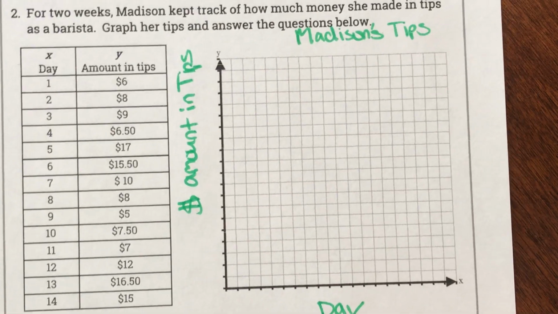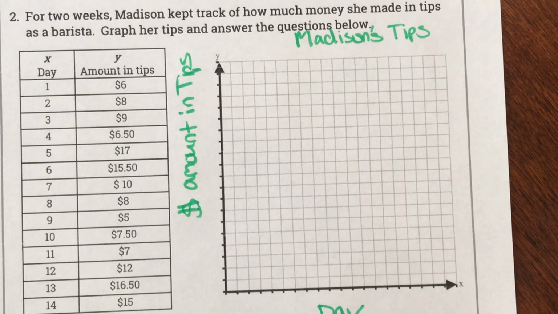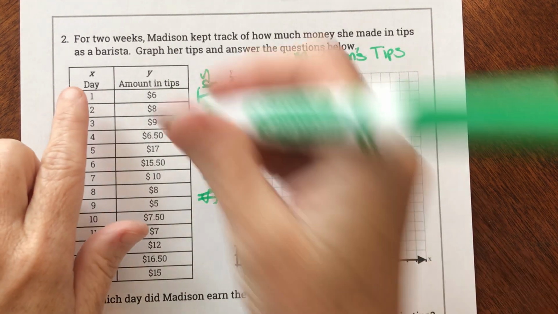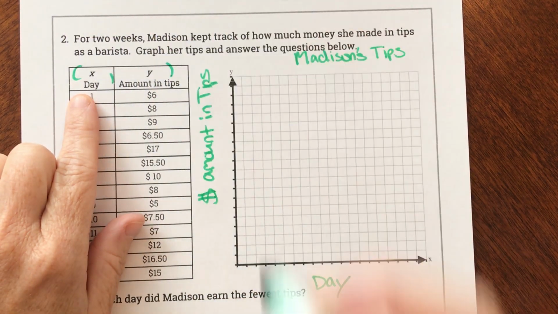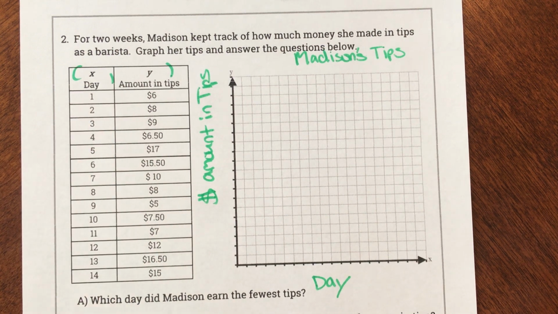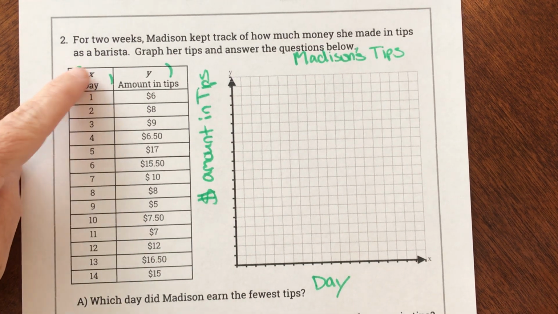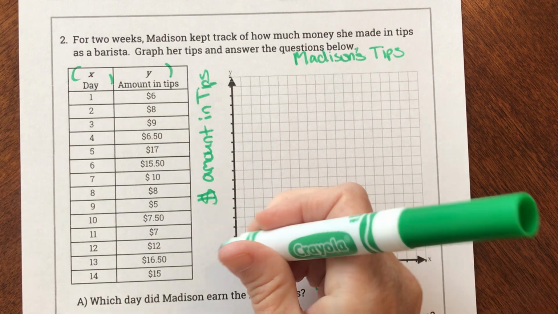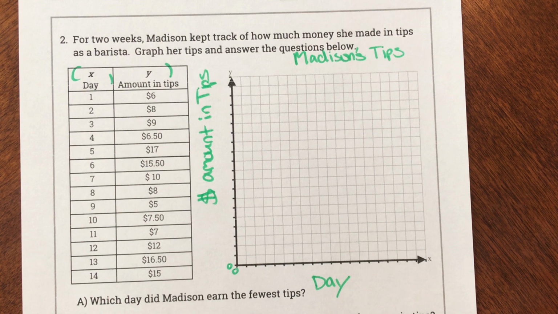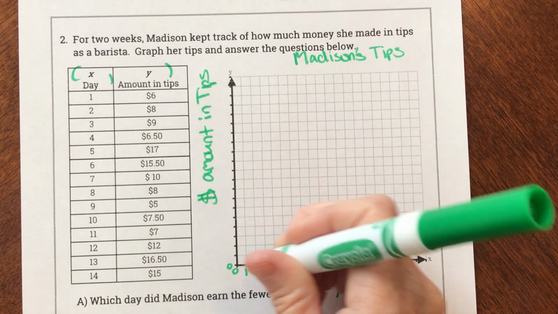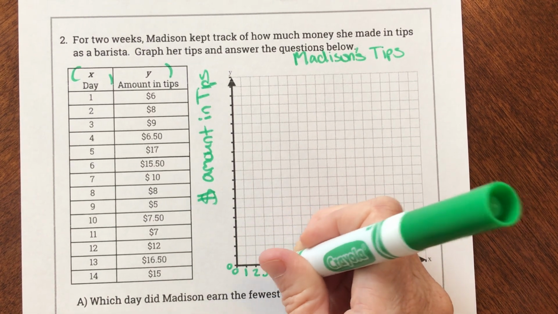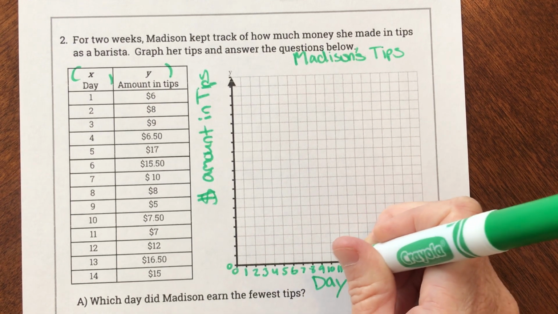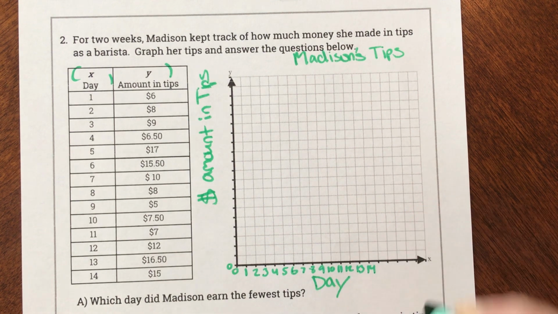Okay, so I have my line graph set up ready to go. I'm going to zoom out a little bit so we can see everything. And they already told us this is my X and that's my Y. So if I look at my X's, my largest X is 14, so I definitely can fit 14 on here. So I'm going to do my origin, 0, 0, and then let's do our scale of ones. 1, 2, 3, 4, 5, 6, 7, 8, 9, 10, 11, 12, 13, 14.